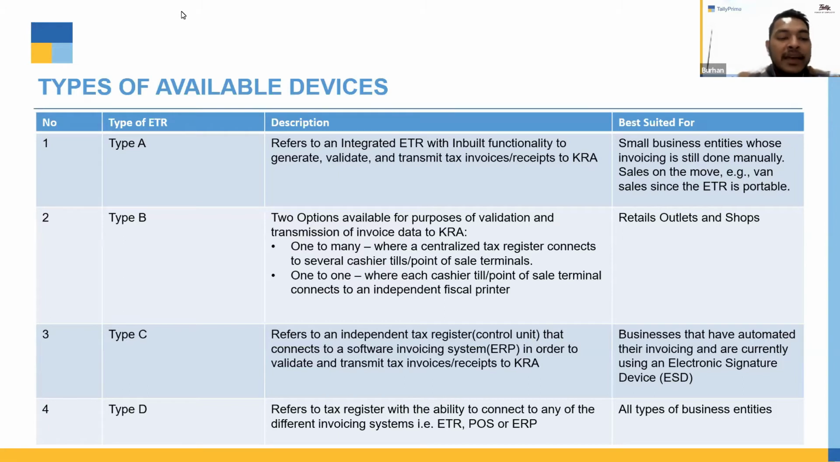Then the type C one. The type C one is the ESD, the control unit, which you require if you have a system and you generate sales invoices through the system. So you will require a type C machine for that. And type D refers to a tax register with the ability to connect to any of the different invoice systems, ETR or POS, and it's suited for all business entities. So these are the machines that are available with the new ETR system.